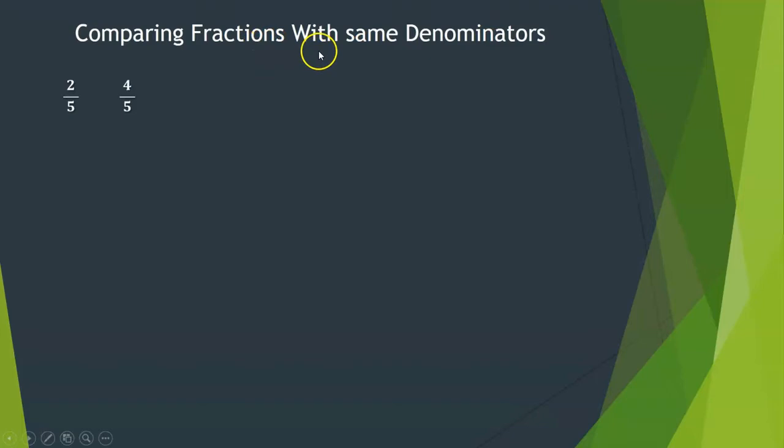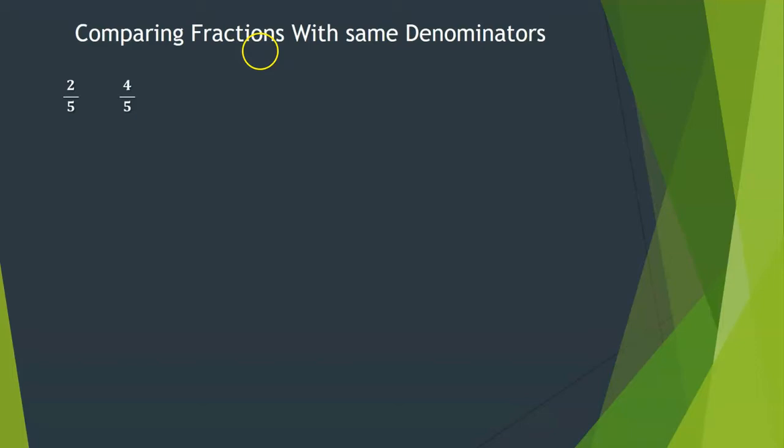Comparing fractions with same denominators. We have two fractions here. Both of them have same denominators. Let's read these fractions together. 2/5 and 4/5. Can we read them in a different way? Let's see. We said before that we can read them as 2/5 and 4/5. What do you think? If you have 2/5, which means 1/5 and 1/5. So they are 2/5. What about 4/5, which means 1/5 and 1/5 and 1/5 and 1/5.